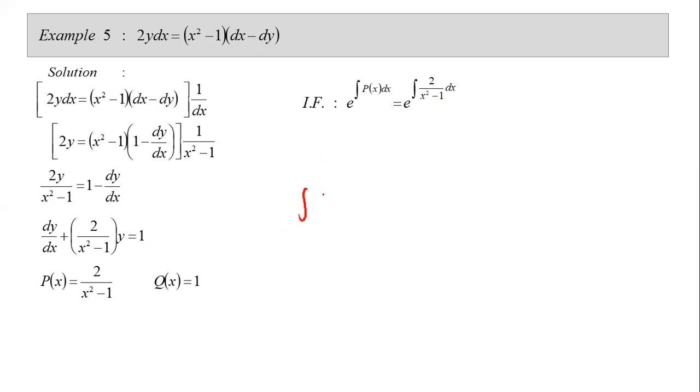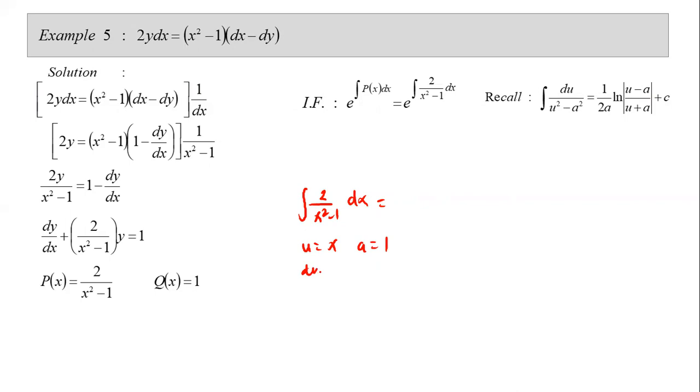And then to integrate 2 all over x squared minus 1 dx, you just simply recall the integral of du over u squared minus a squared is equal to 1 over 2a ln of u minus a all over u plus a plus c. And where u is x, a is equal to 1, and you know that du is dx. So we shall have 1 all over 2 times a, that's 2 times 1, then ln of u, that's x minus a, that's 1, all over u, that's x, plus a, that's 1. Okay, so you shall have this.